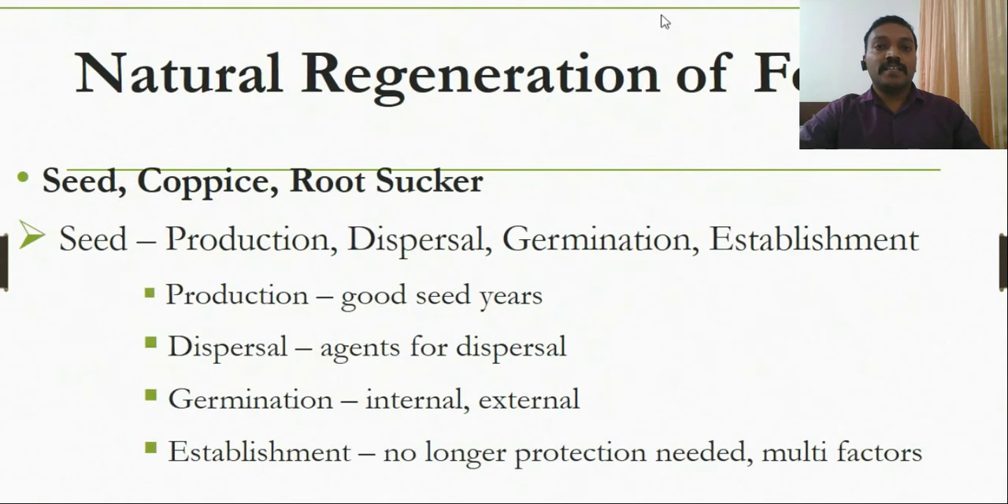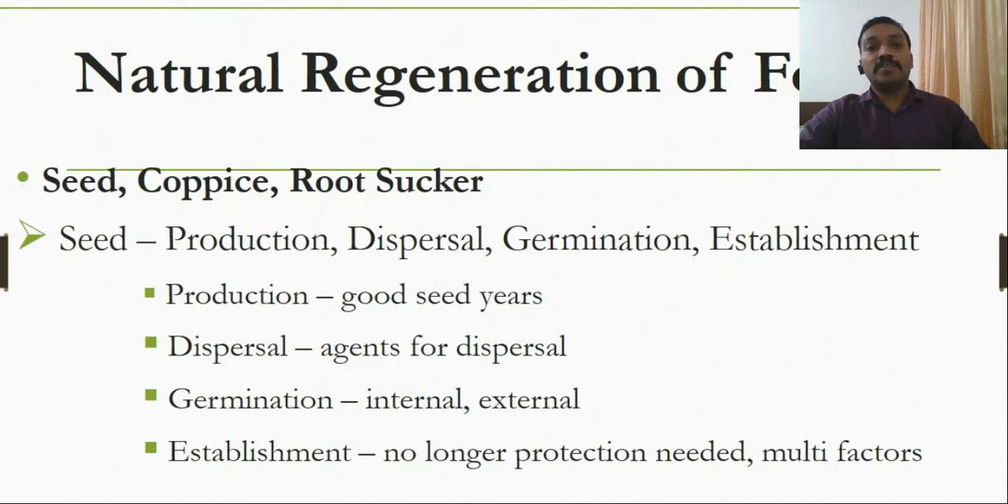And the next important factor in this subject is the natural regeneration of forests. When we are talking about silviculture, after the harvesting, the next important process is the development of new plants, which is technically called regeneration. There are two types of regeneration actually practiced or followed in forestry. One is the natural regeneration, in which the plants are formed due to the natural process by seeds, coppices or root suckers. And there are various factors influencing the seed or coppice or root sucker formation in the given forest area.